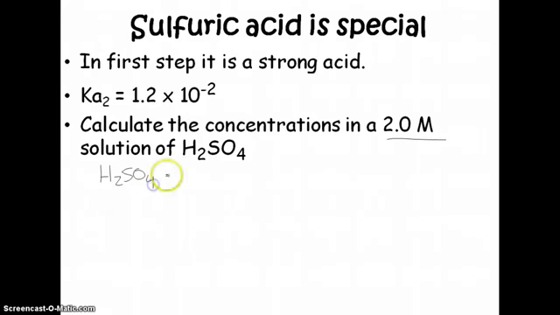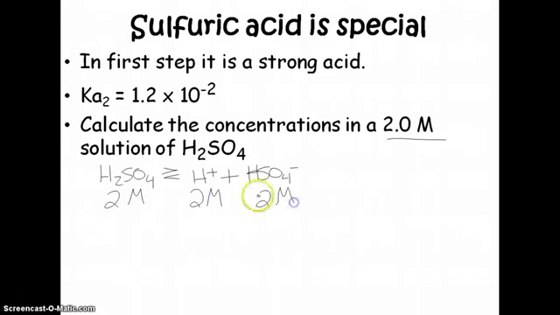first you'd have the H2SO4, and this is the first hydrogen it's losing. So it's going to be a strong step. So that means that if we started with 2 molar of the acid, that it would form 2 molar of the hydrogen ion and 2 molar of the hydrogen sulfate ion here. Okay. All right. Now, that's the first step.